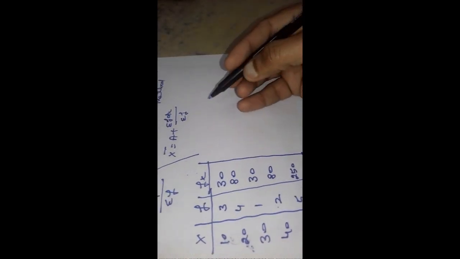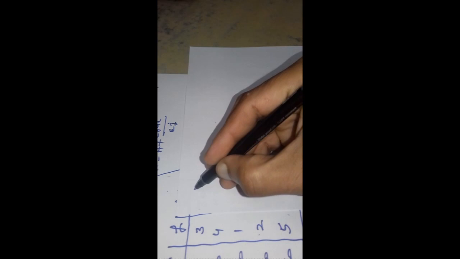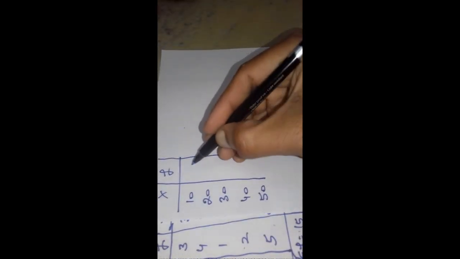So we can work on this question as well. Let's take the same question. I'm just changing the page. I'm taking the same question again. x and f, or frequencies. The question is 10, 20, 30, 40 and 50, and their frequencies are 3, 4, 1, 2 and 5.